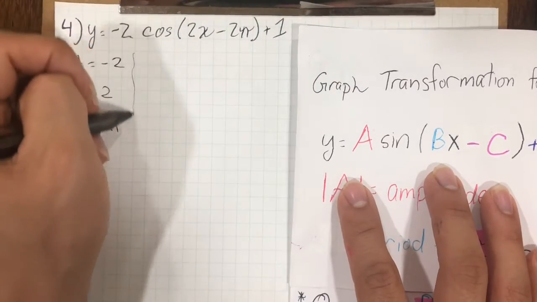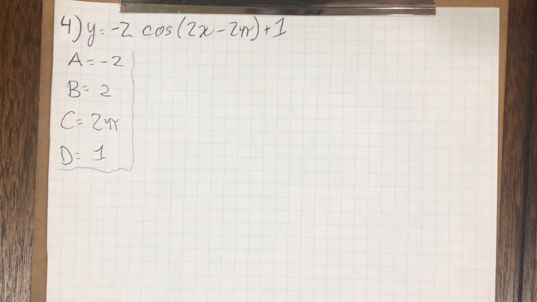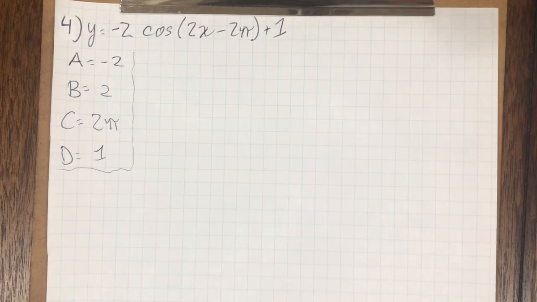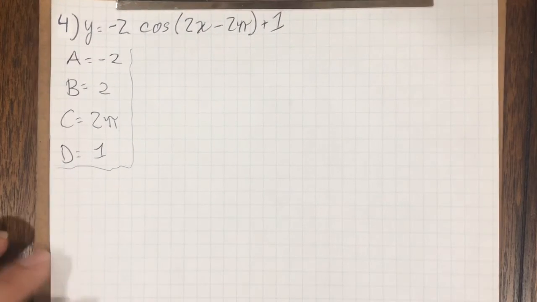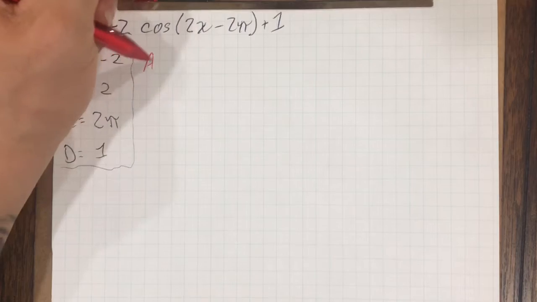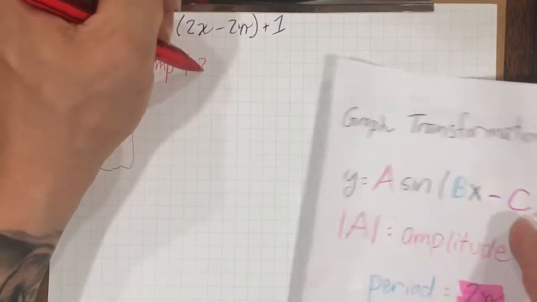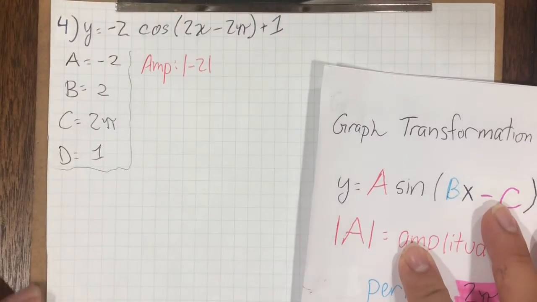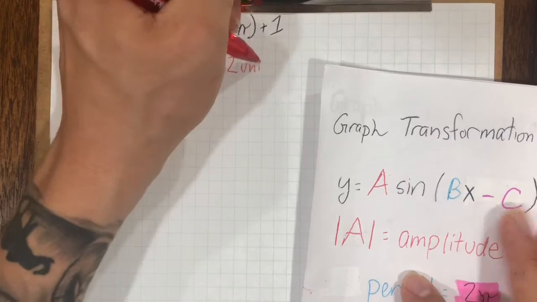All right? So now I'm going to go ahead and figure out all the information, starting with the amplitude. So I'm going to write this over here. So I have the amplitude. So I take the absolute value of -2. So now that we have a negative, the absolute value of that would be a +2. So I have 2 units.